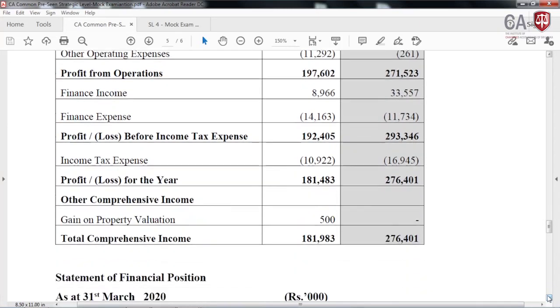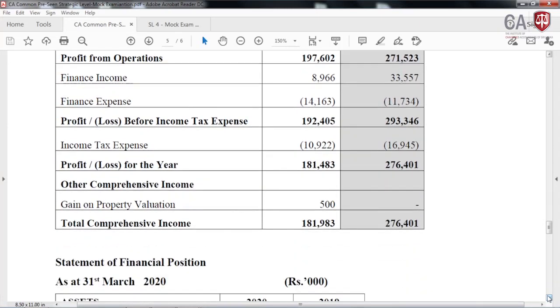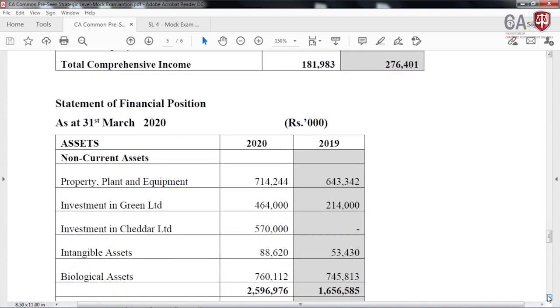Then the profit figure compared with 2019, profit has declined. 2019 was 276,401, but 2020 is 181,483. This information is a little important from the SML subject point of view.